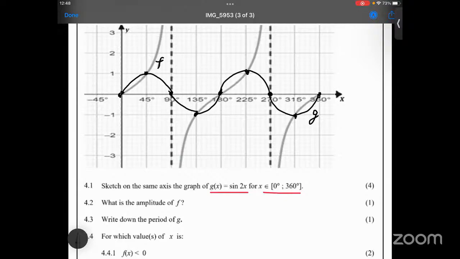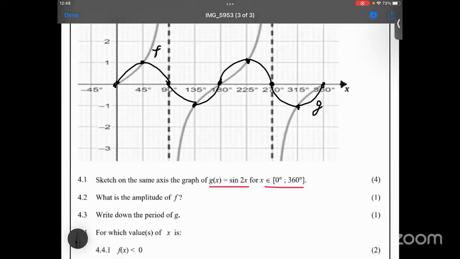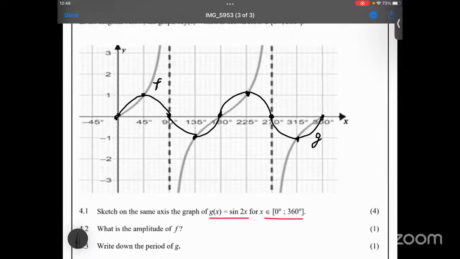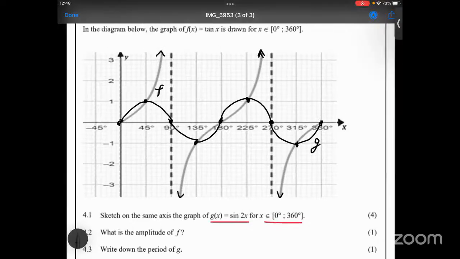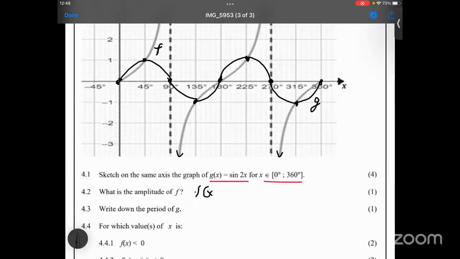Now they say, what is the amplitude of f? Which graph is the one for f? It is the one of tan. The tan function has no amplitude, because those graphs just continue in that direction up to infinity, and down to infinity. It never touches, it never crosses, it just gets closer up to infinity. So that means tan x has no amplitude. In other words, f of x has no amplitude.